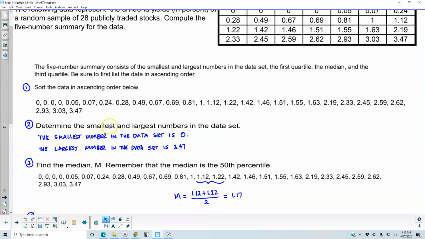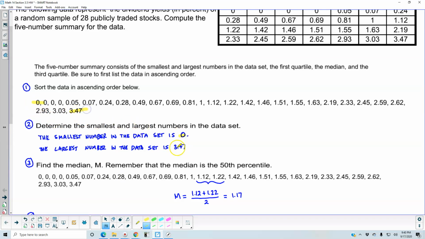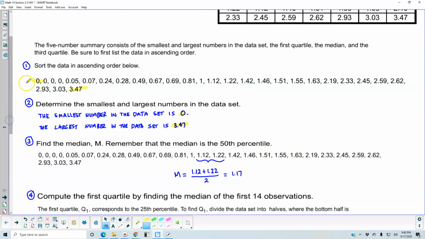Now we want to determine the smallest and largest numbers in the data set. The smallest number in the data set is 0, and let's go ahead and highlight that. So the smallest number is 0, and the largest number is 3.47. So that would represent the minimum. This would represent the maximum.